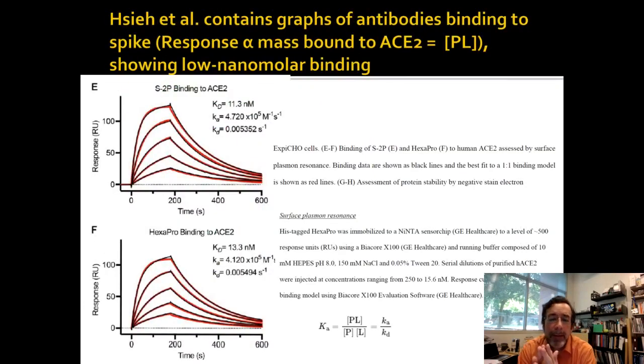The main thing, and the reason why I really want to make sure that you go through this lecture this weekend, is because Hsieh et al. has graphs of antibodies binding. It's how they show that their spikes bind antibodies. And their response is they're using a technique called surface plasmon resonance, which again, I talk about in my physical chemistry class, Chem 3410, offered in the spring.